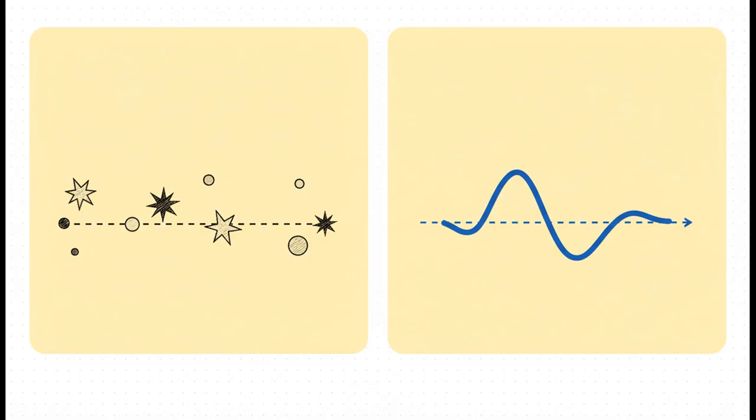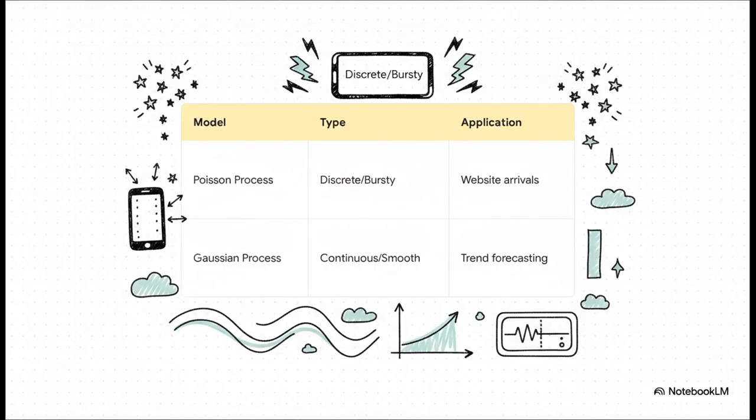Values that just flow, always connected to the moment right before. So for those bursty events, our go-to tool is something called a Poisson process. And for the smooth stuff, we usually lean on a Gaussian process. They're built for completely different jobs. One is all about counting separate independent arrivals. The other is designed to model a smoothly changing function and, just as importantly, our uncertainty about where it's going.